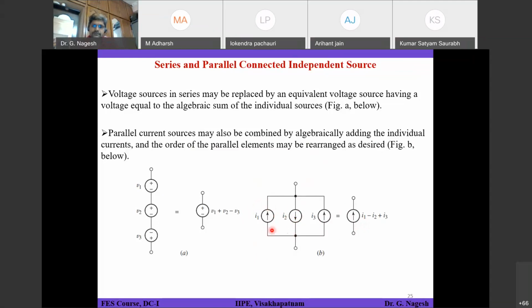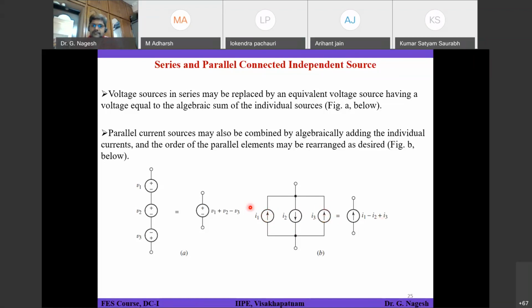For I1 I have chosen upward as positive, but I2 is seen to be opposite. That means it is flowing in the downward direction. So that's why you will have a minus sign here, minus I2. My reference is upwards and I2 is opposite to my reference, so I kept the minus sign here. And if you see the I3 source, it is in the same direction as I1, in line with my chosen reference. I3 has current in the upward direction, so I3 will have a plus sign.